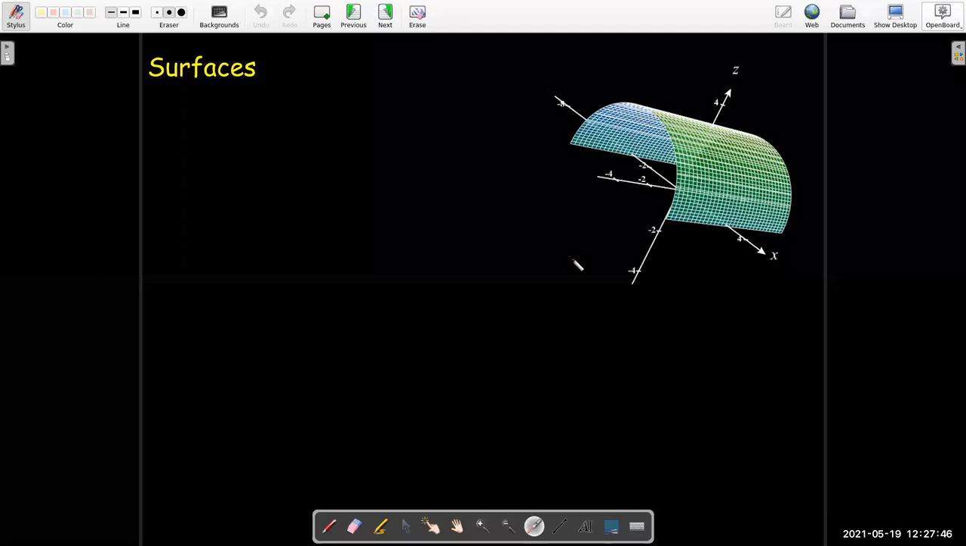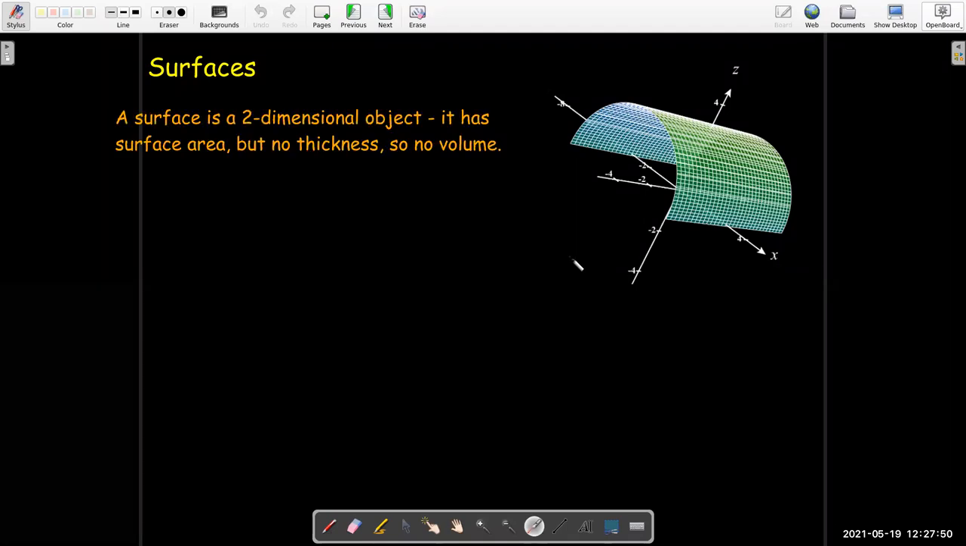So let's extend this idea to surfaces. A surface is really just a two-dimensional object. Sure, you can measure its area, but you really can't measure its volume. Now, don't get confused when you have a closed surface like a sphere. The interior of a closed surface could be a solid. Now, solids have volume, but the surface is just a two-dimensional object.